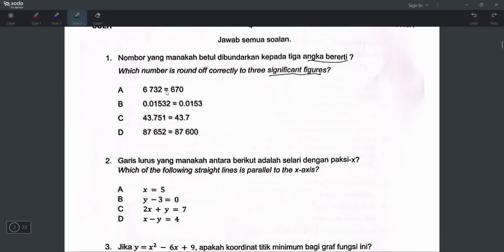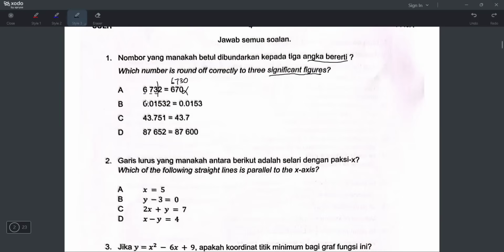Okay, 6, 7, 3, 2. If you count three significant figures, you have to count from the left. So 1, 2, 3, and then you draw a line. And before you erase this number, you have to check whether this next number is 5 or bigger than 5. Because if it's 5 or bigger than 5, then you have to plus 1 here. So 2 is not bigger than 5. So when you round off, it becomes 6730. Right? Okay, so this is obviously wrong lah. So what about the next one?